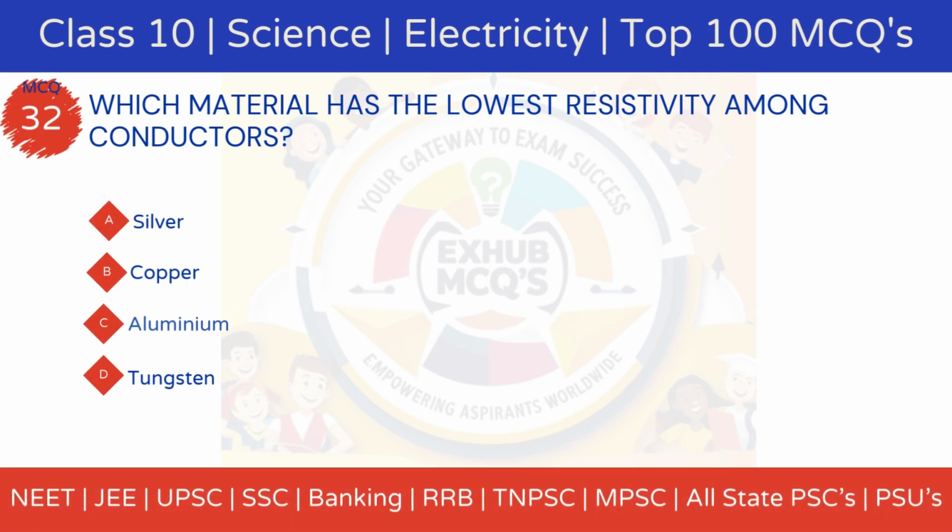MCQ 32. Which material has the lowest resistivity among conductors? Option A, silver. Option B, copper. Option C, aluminium. Option D, tungsten.